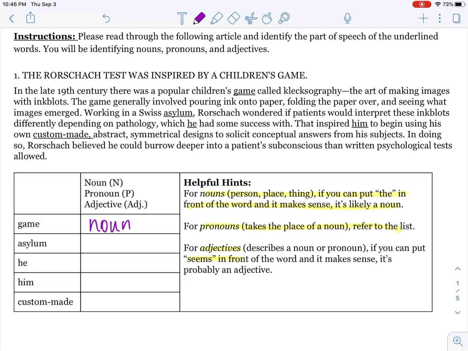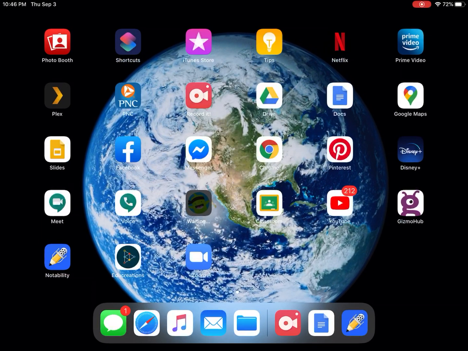All right. The art of making images with ink blots. The game generally involved pouring milk onto paper, folding the paper over, and seeing what images emerged. Working in a Swiss asylum, Rorschach wondered if patients would interpret these ink blots differently depending on pathology, which he had some success with. So I wanted the word asylum.